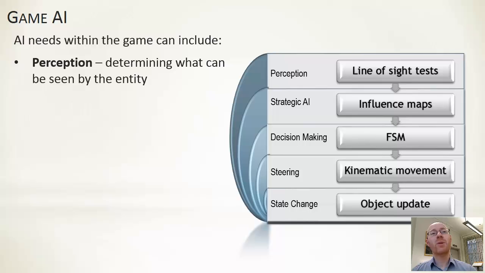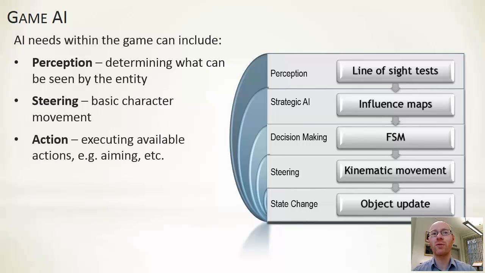So perception is going to be one. In some games, it's going to be important for entities to have a way of sensing the world, or only being able to see a reasonable portion of the world, or to detect a reasonable portion of the world. Steering is about how our entities will move about within the world that they find themselves.